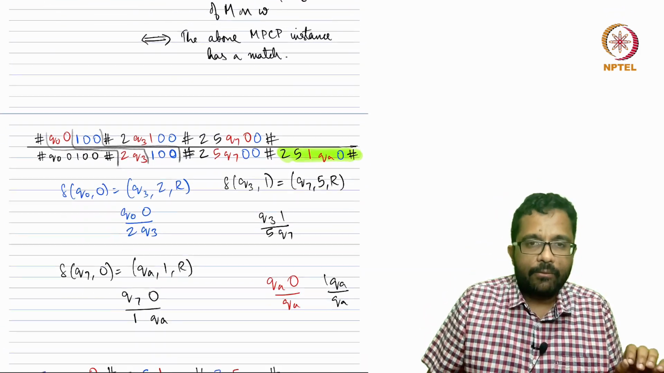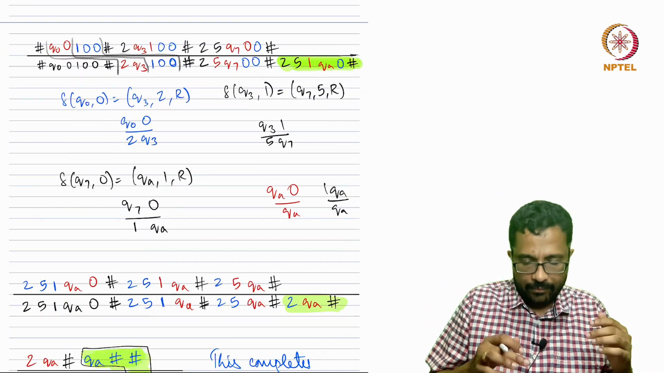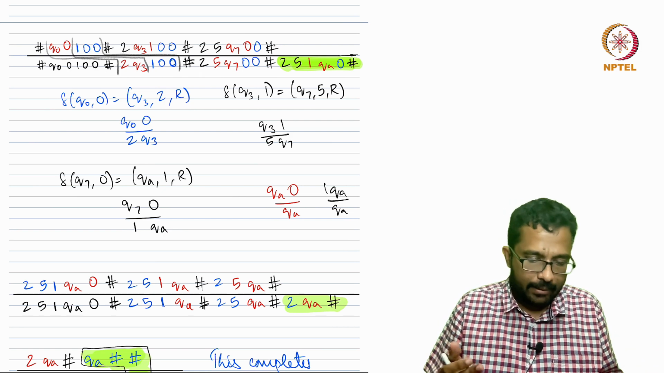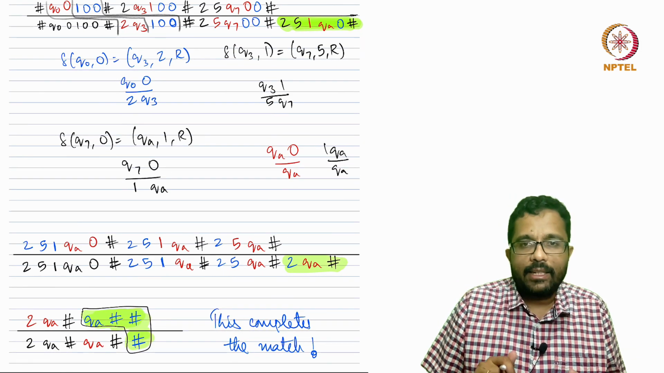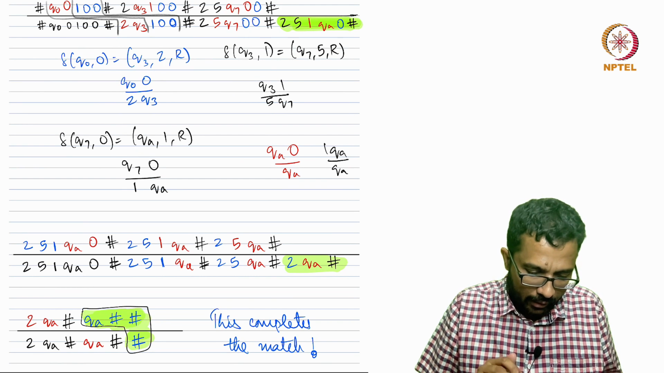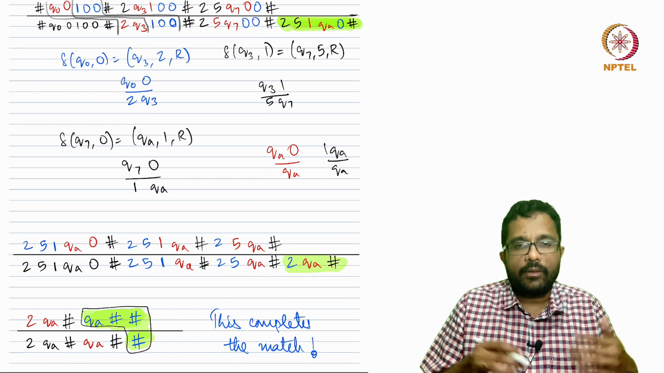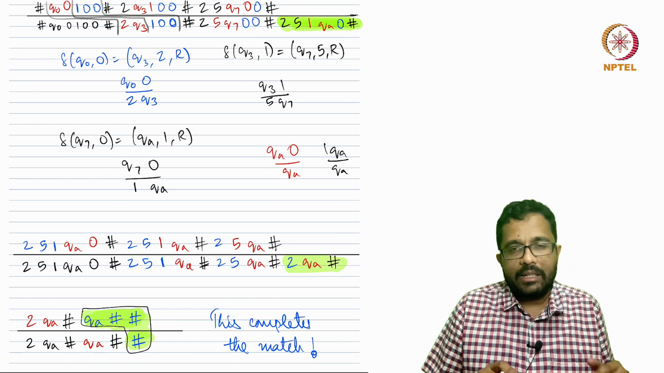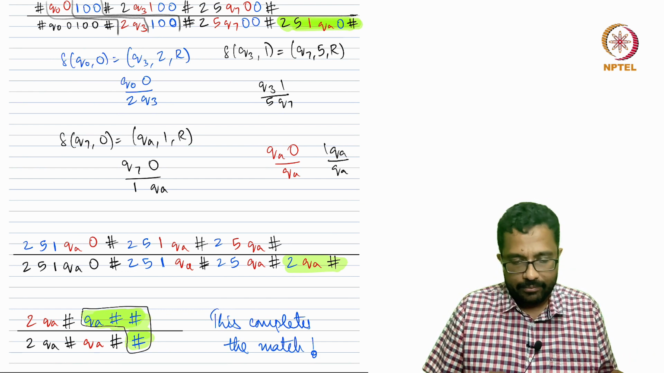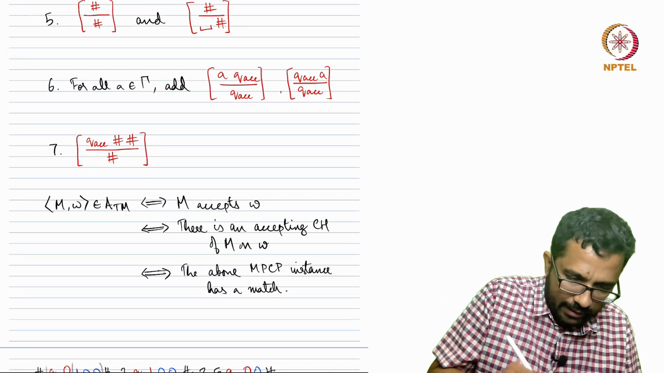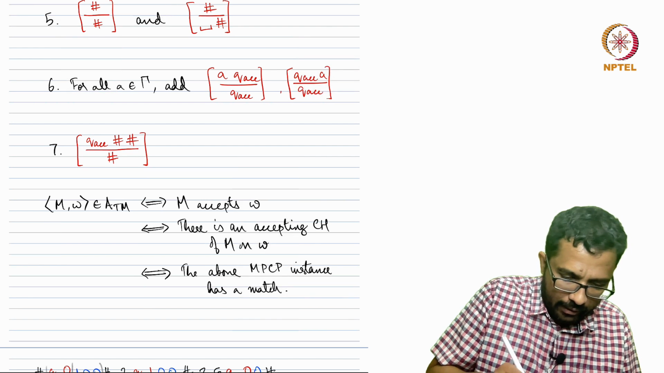So two things should become very clear. Whenever there is an accepting computation history, it results in a match. And second, if there is no accepting computation history, or if there is no acceptance, then the top can never catch up. So that is the reasoning for this argument over here.